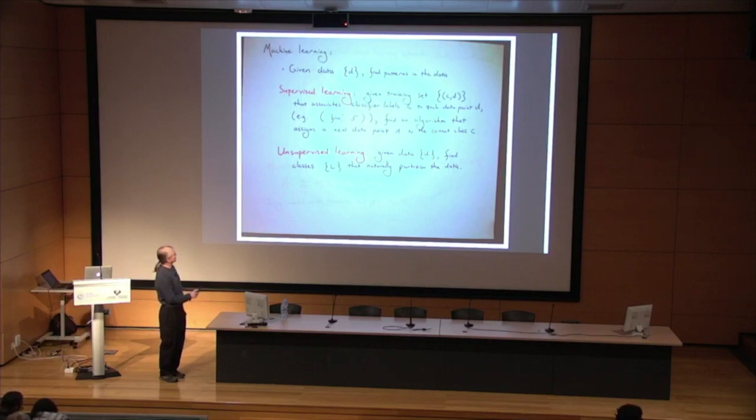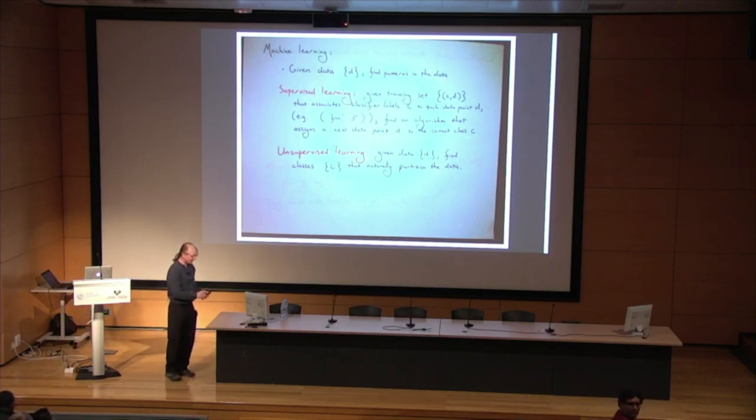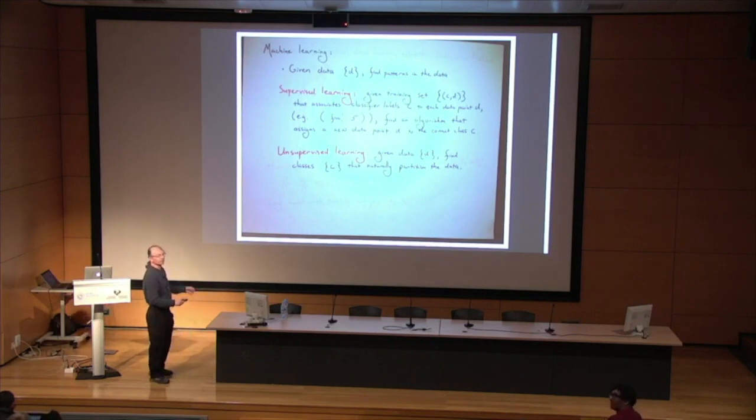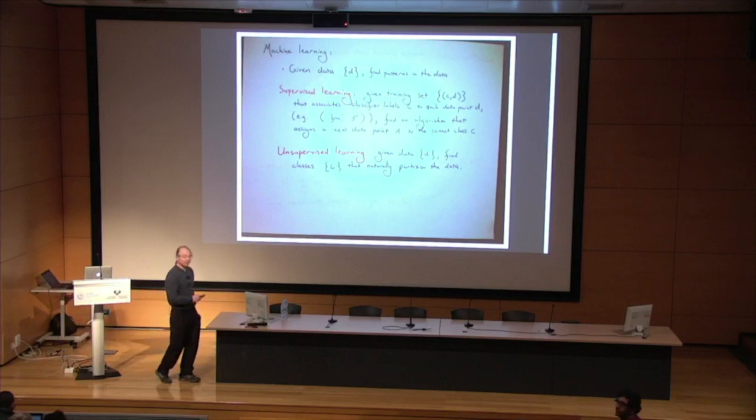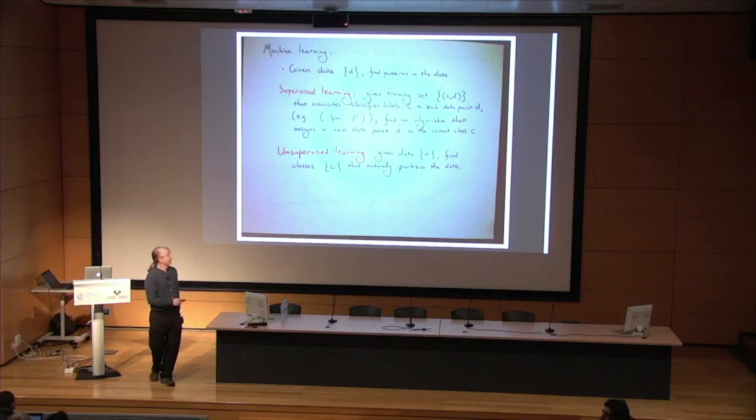And given such a data set, we want to find an algorithm that assigns a new data point, D, to the correct class C. So if I'm given a new scrawled piece of handwriting, and it's a 5, I want to assign it to 5. It's a 7, I want to assign it to 7. And there are lots of very good supervised learning algorithms out there.